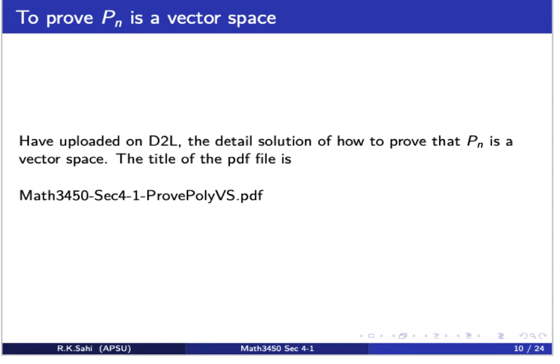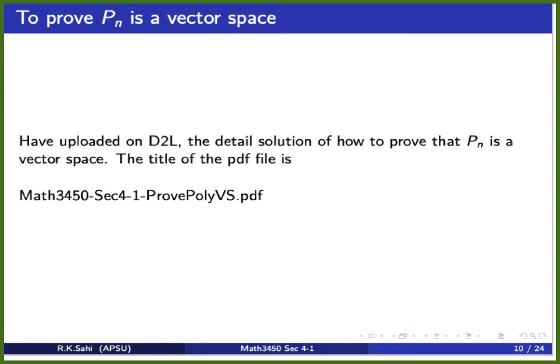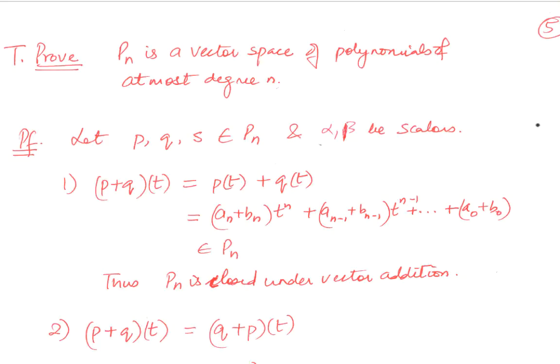I'm going to show it to you, what it looks like. As I said, I'm going to show you an example where Pn is a vector space, and it will prove all the 10 axioms. It has been uploaded for you guys, but I'm just going to quickly go over it. So you have an idea that when we are proving something is a vector space, there's tons of writing for it. If I have to prove that Pn, the vector space of polynomials of at most degree n, is a vector space, okay?